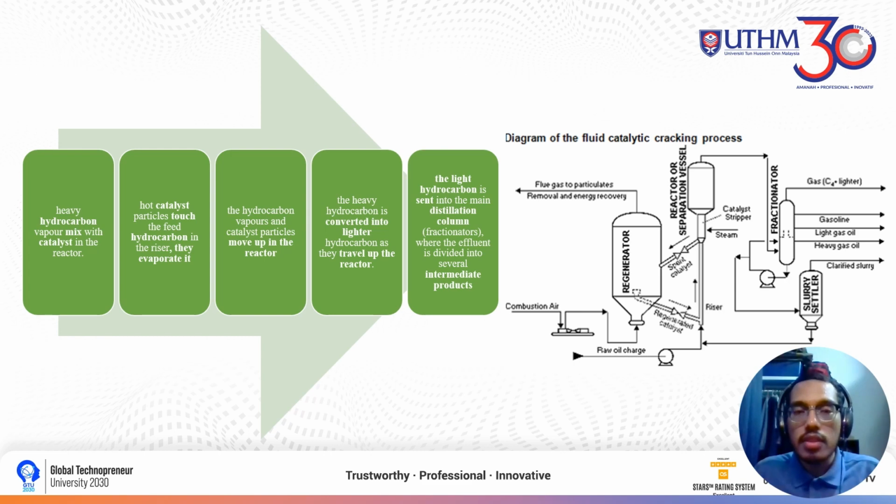So how the FCC unit functions is the heavy hydrocarbon vapor mixes with catalyst in the reactor, then catalyst particles touch the hydrocarbon in the riser, and both chemicals evaporate. Then the hydrocarbon vapor is converted into lighter hydrocarbon as it travels up the reactor and converted into hydrocarbon product in the main distillation column.